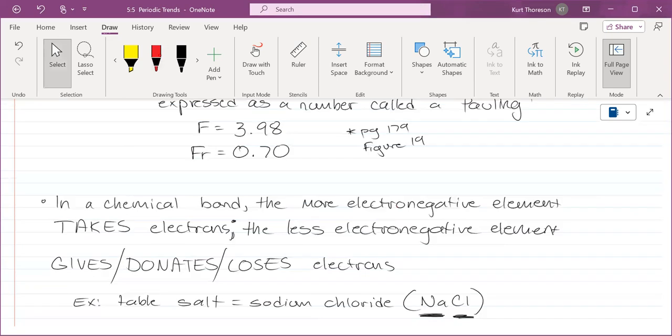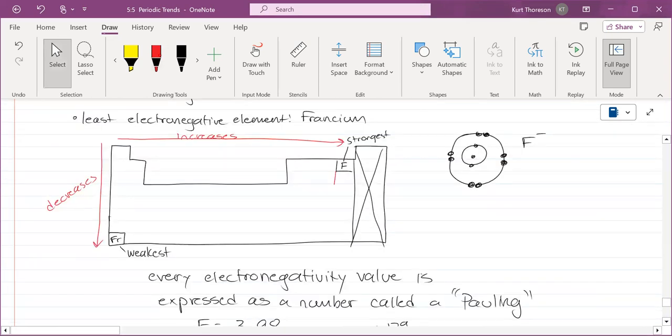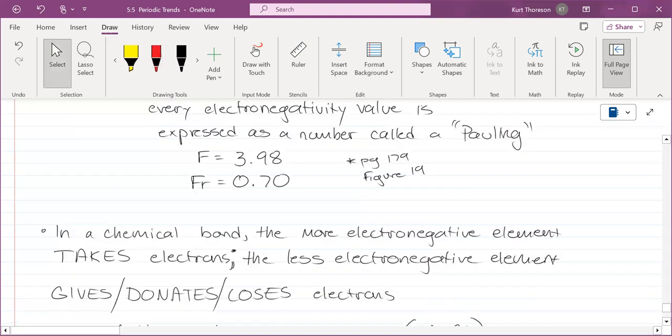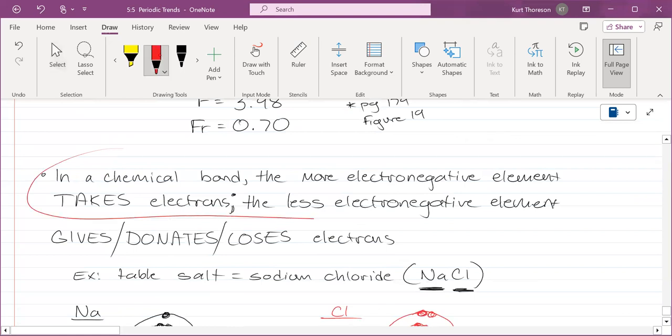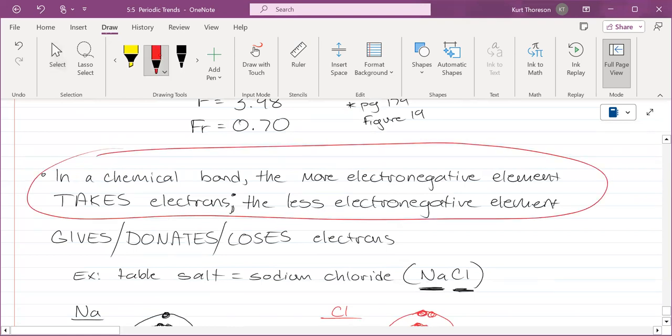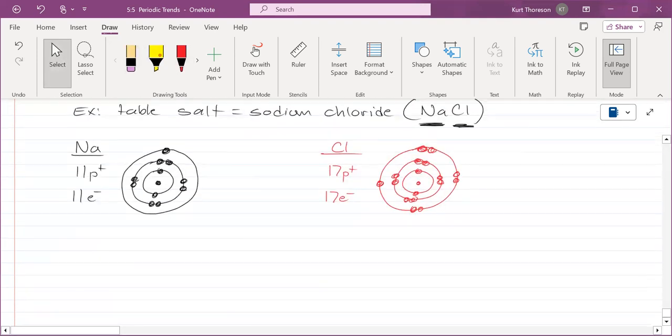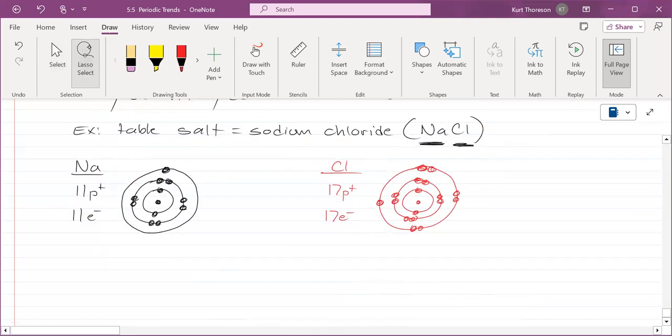So here's how it happens. If I go up here to the periodic table, chlorine is located right here. Sodium is located right here. According to the trend, chlorine is more electronegative. As I wrote down here, the more electronegative element takes electrons, the less electronegative element gives or donates, whatever word you want to use. So here's how this works. This is going to be a win-win. Watch. Don't miss this moment.